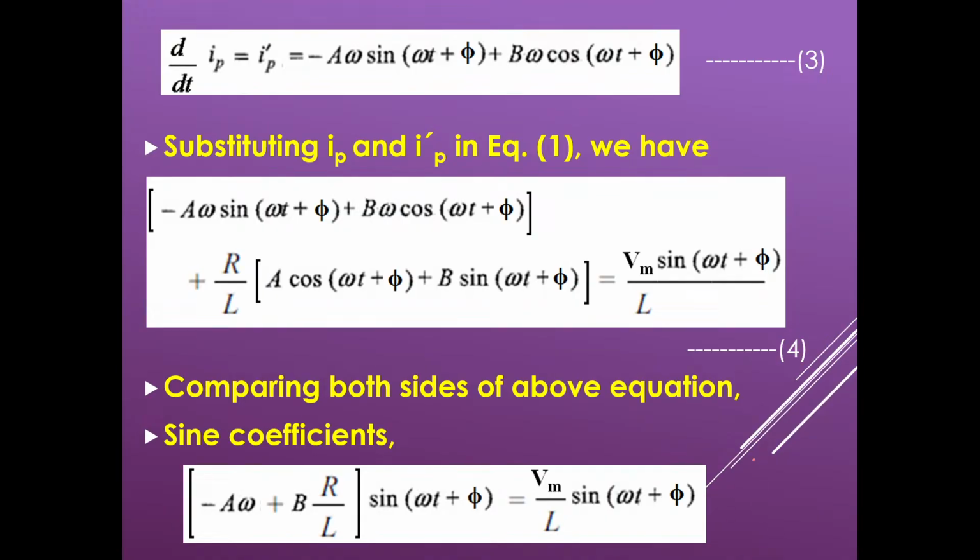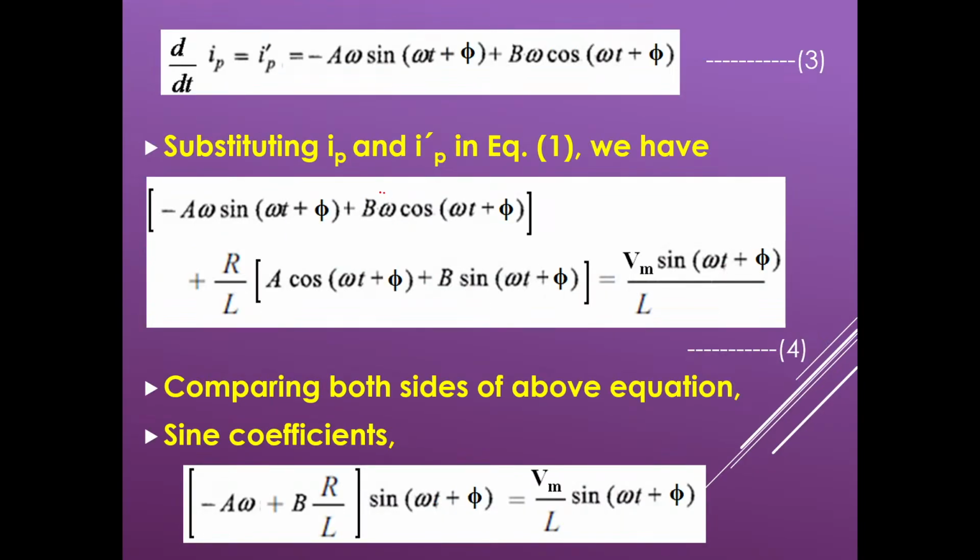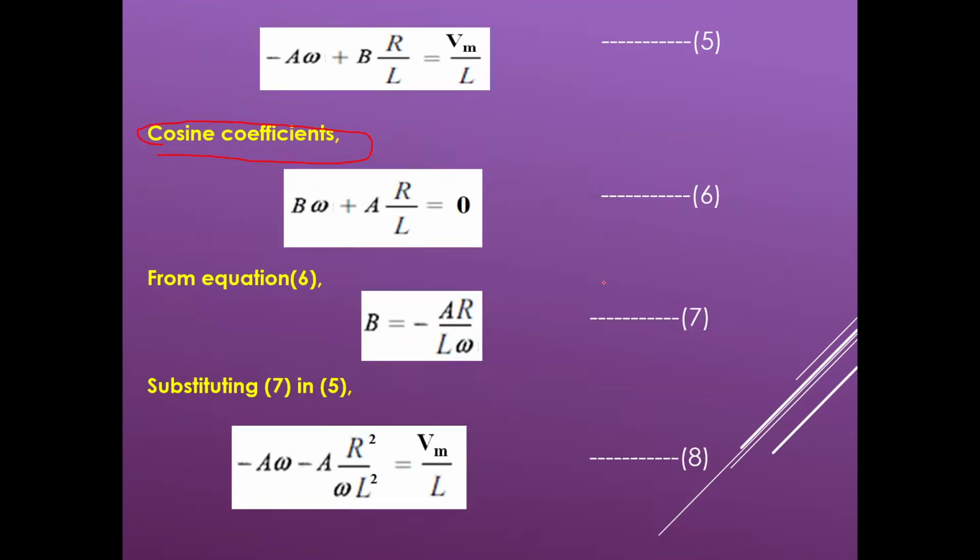I hope you might have written. Now let's compare the coefficients of cosine values. What are those? B ω is one coefficient. Another coefficient is A into R by L on the left side. On the right side there is no cosine, so the right side is 0. So B ω plus A into R by L is equal to 0. Consider this as equation 6, and the coefficients of sine as equation 5.